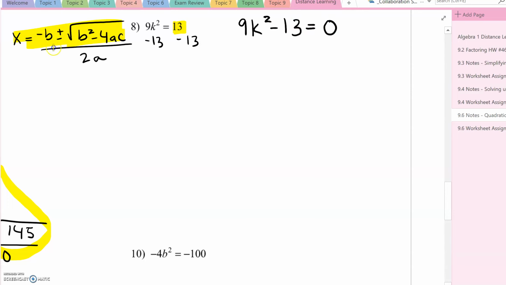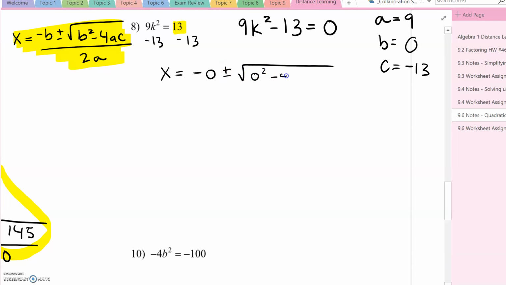Now I have my quadratic formula over here on the left from problem number 7, so I'm not going to rewrite it this time. My a value is 9, the number in front of k squared. My b value, well, wait a second, I don't have a b value, right? There's no k in the middle. So my b value when I don't have it is 0. And my c value is that negative 13. Okay, so plugging things in, we get x equals negative 0, which just means the same thing as 0. Don't be worried. 0 squared minus 4 times 9 times negative 13 all over 2 times 9.